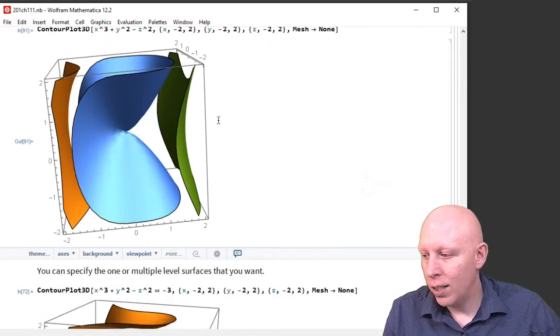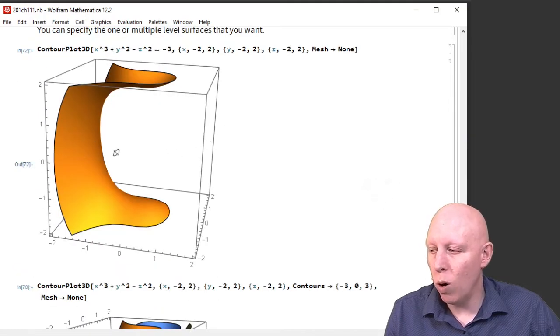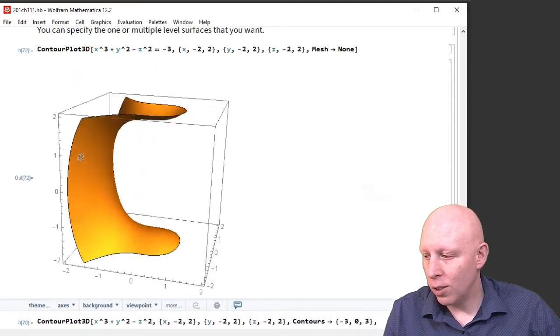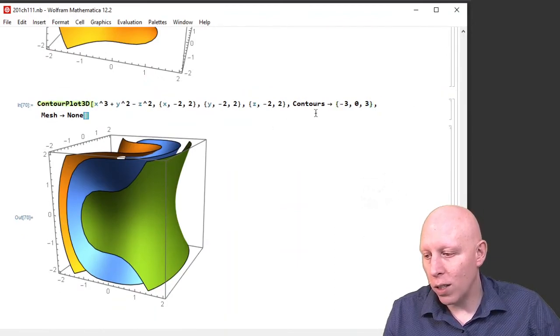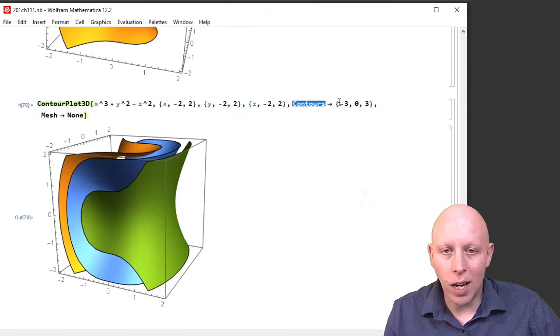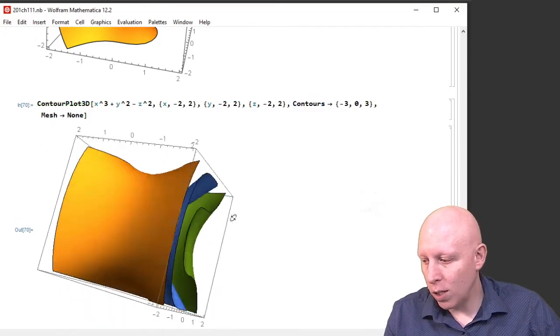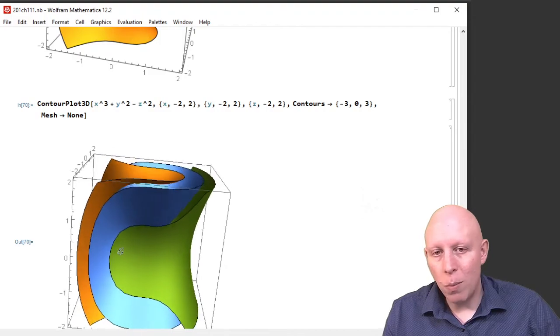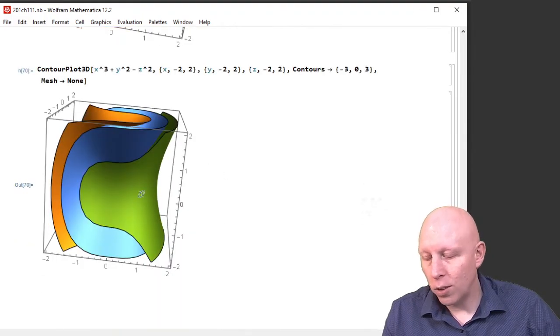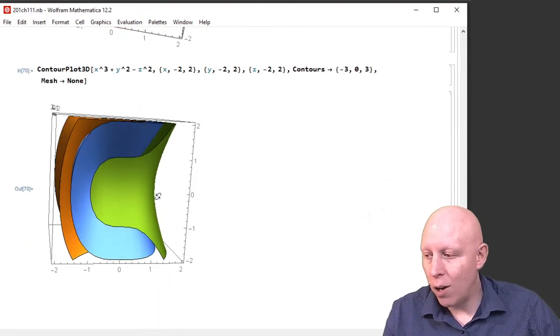Just like before, if you want to specify just one value for your function, you can. And if you want to specify exactly what the contours are going to be, the numbers for multiple ones, you can specify those as well. It starts to give you a better feel for what the function really is and how it behaves.